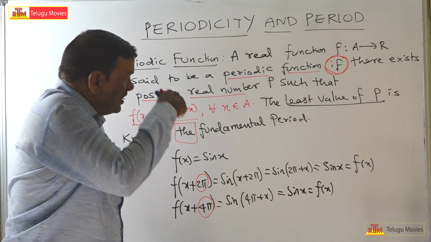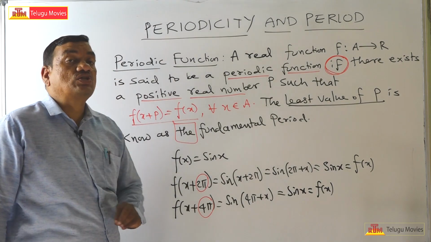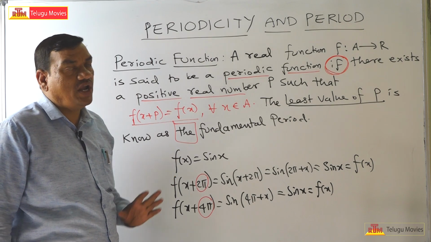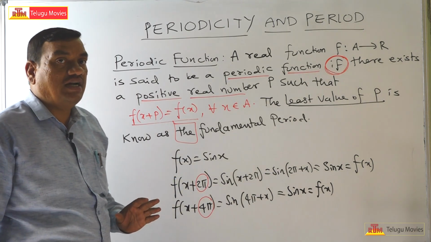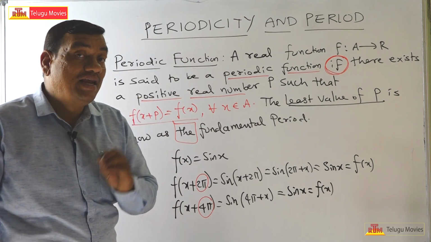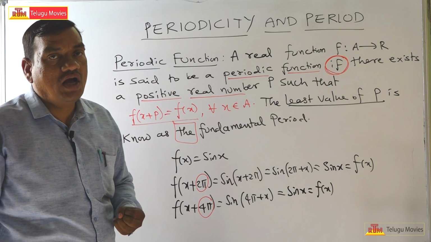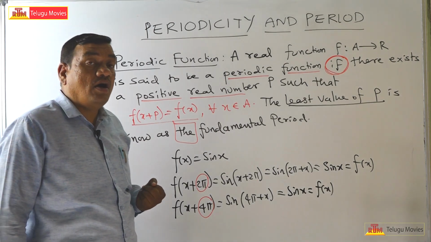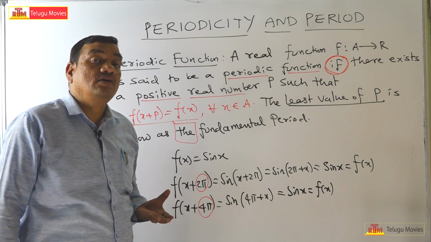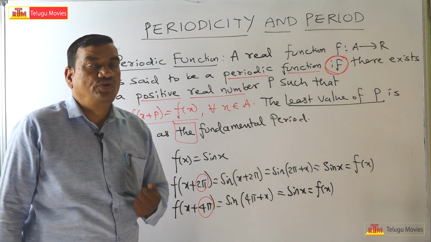Understand this? Then the least value, the smallest value of that function, is called the period of the function. I hope that you understand what a periodic function is, what the period is, and the periodic nature of the function. Now we are going to see the periods of all six trigonometric functions. So let us continue the class.